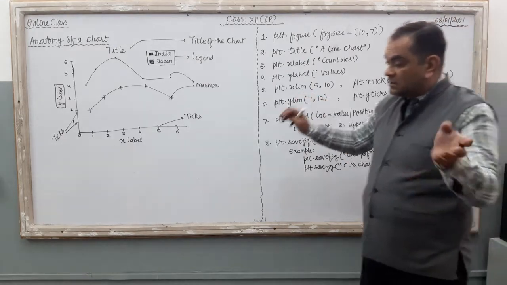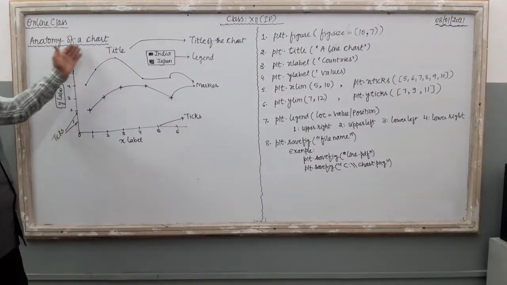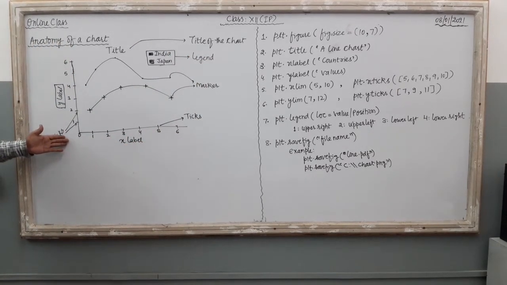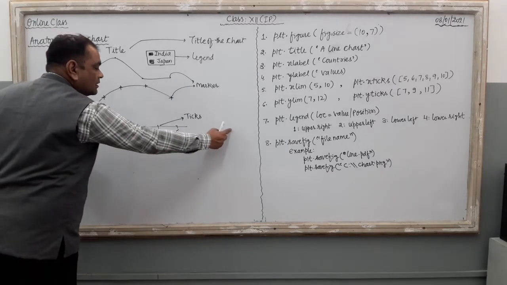The last point is the size of the chart. It is known as the figure area. Figure area means the width of the chart, this one.